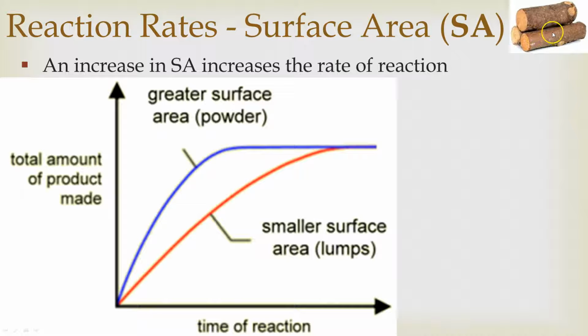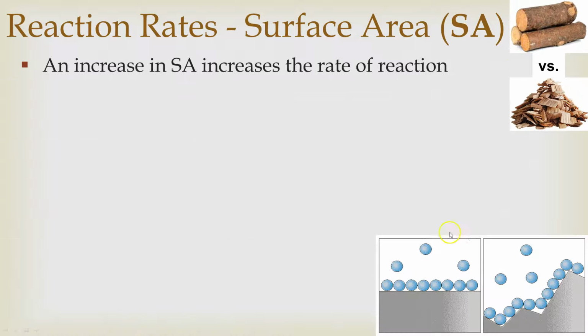Think of it as like burning a wood log versus burning wood chips. Wood chips are going to burn much more quickly and more vigorously because a lot more surface area is exposed to the heat. Logs, they can only burn as quickly as the outside is actually exposed.